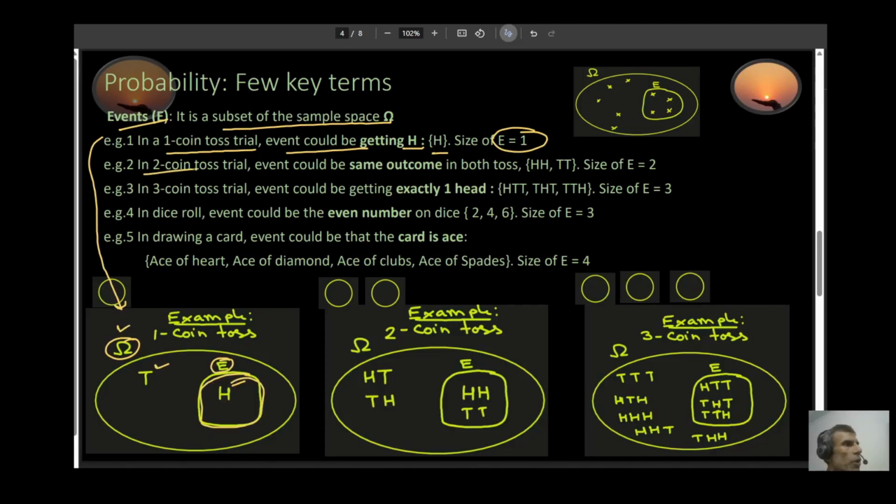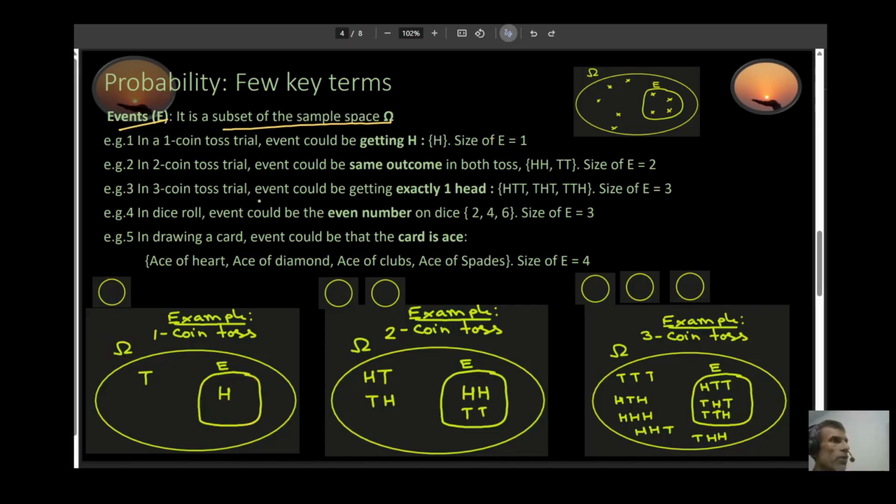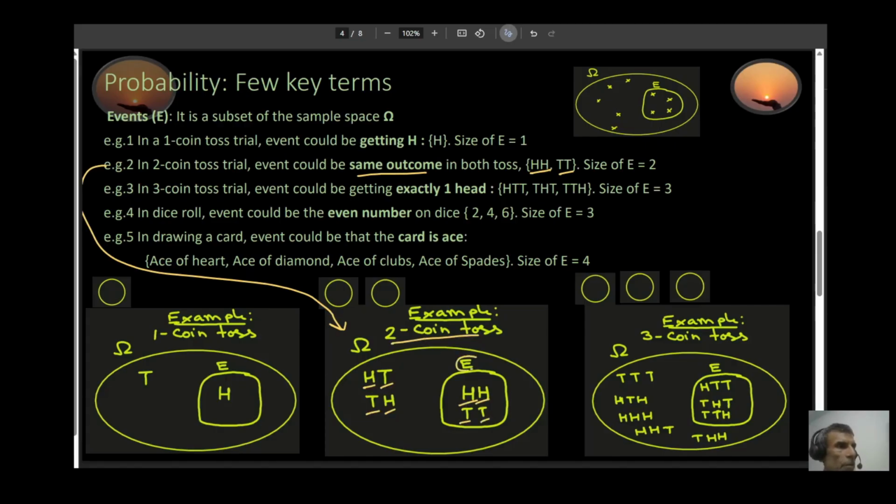How about in a two coin toss trial? In a two coin toss trial, your event maybe could be getting the same outcome in both tosses. So in this case, you can get head and head or tail and tail. Coming back, if you come down right here, this is my Venn diagram for this particular trial. I'm tossing my coin twice, so you can get head and tail, tail and head, head and head, or tail and tail. And my event E is going to be getting the same outcome in both tosses, which will be this right here, head and head, and tail and tail.